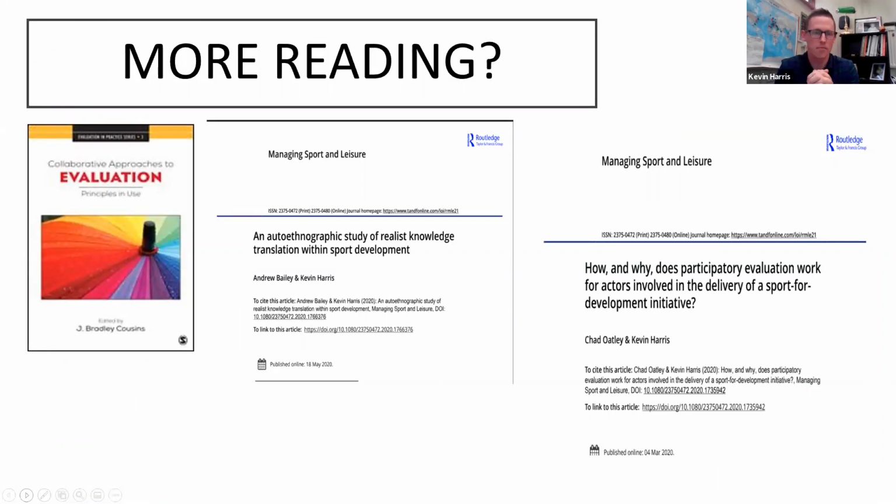This isn't a case of shameless promotion, but a couple of the people in the audience, Andrew Bailey, I believe, and Chad, are here as well. If you're interested to read more about some of this, which is impossible to talk about completely within 22 minutes, then I can share these papers with you, and Brad Cousins' book, which I'm also part of, the only UK example. Please let me know. Whew, thank you. Hope that makes sense. Thanks, Katie.